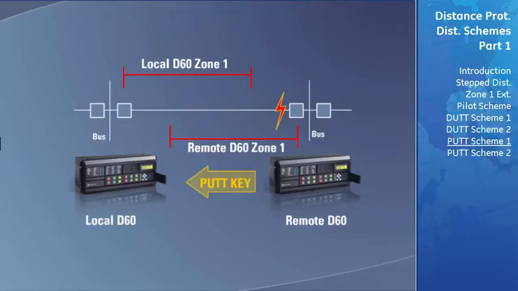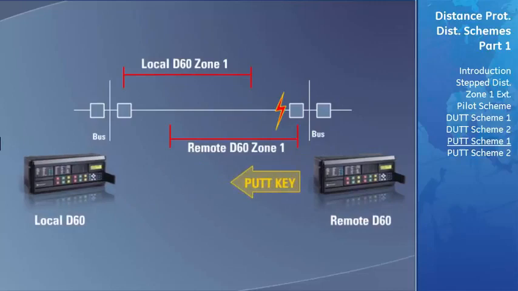The difference between the DUTT scheme and the PUTT scheme is what the local relay does when it receives the key signal from the remote relay. You will recall that in the DUTT scheme, the local relay would trip as soon as it received the key signal from the remote relay. In the PUTT scheme, the local D60 PUTT logic will now only trip the breaker if it gets the PUTT key and the local relay has detected a fault within its Zone 2 area of protection. If the local D60 received the PUTT key and it does not detect a fault within its Zone 2 area of protection, the PUTT scheme will not cause the local D60 to trip.